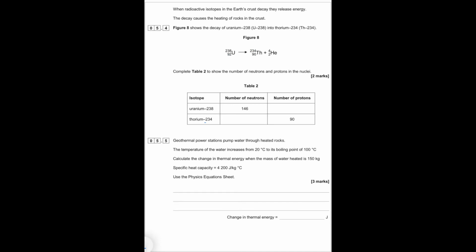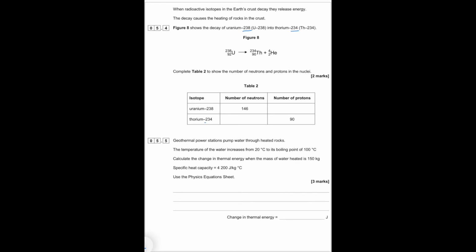When radioactive isotopes in the Earth's crust decay, they release energy. The decay causes the heating of rocks in the crust. Figure 8 shows the decay of uranium-238 into thorium-234, and we have our equation there. Complete the table to show the number of neutrons and protons in the nucleus.